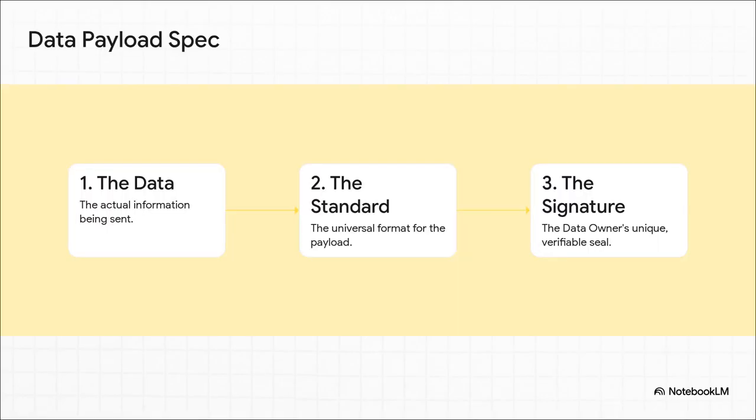So how is this signed data actually packaged up for its trip? The sketch calls it a data payload, and it's essentially a bundle with three key things inside. First, you've got the data itself, the actual information. Then you have the standard, which is just the universal format it's in. And of course, you have that all-important signature. Everything needed to verify it is packed in right from the very start.